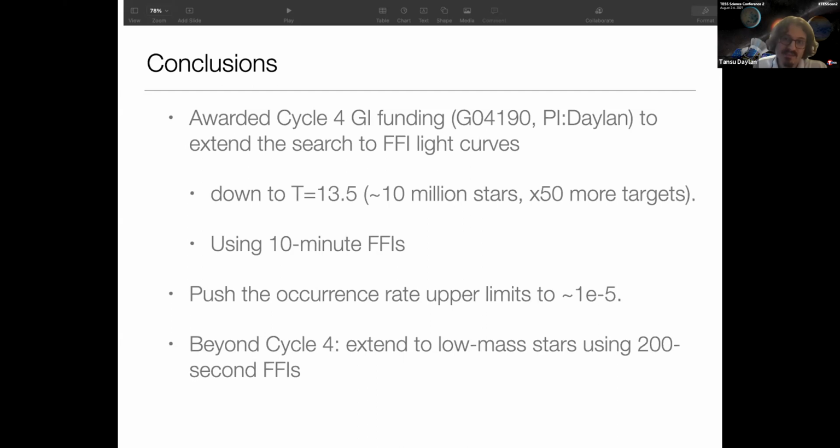And we hope that by maintaining a similar recall, we will be able to use the 10-minute FFIs, which is very critical because we can actually look for these signals around lower mass stars, smaller stars. That's very important. And then we hope by the end of cycle 4 to push our occurrence rate limit down to 1 in 100,000. That will become interesting to rule out certain chunks of the phase space available to the formation of these objects. So with that, I'd like to conclude and take any questions. Thank you.